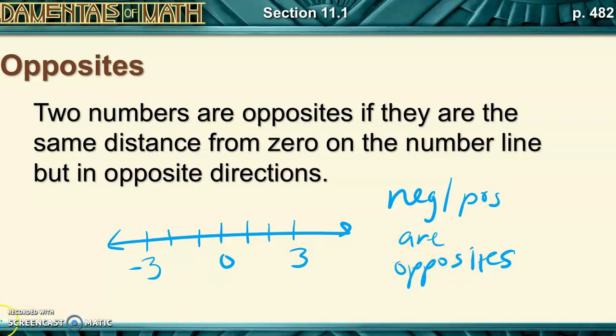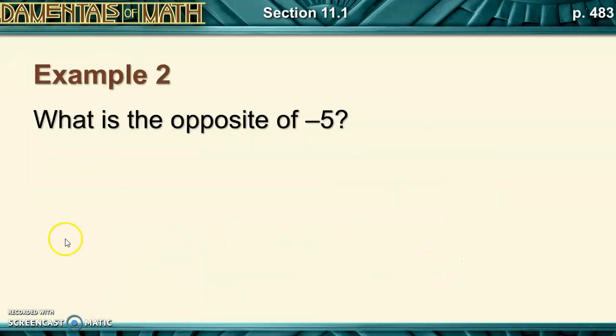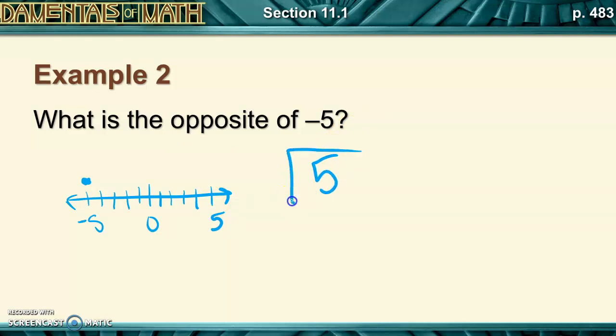Like if I ask you, what is the opposite of negative 5? Well, you could draw out a number line and figure out, well, 0 is in the middle, and negative 1, negative 2, negative 3, negative 4, negative 5 goes right here. And we can figure out the same distance on the other side, 1, 2, 3, 4, 5. All right, so the opposite of negative 5 is just positive 5.